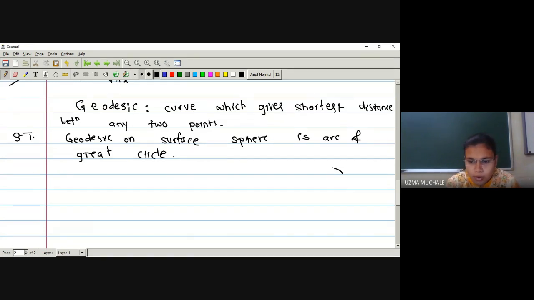Okay. First, we'll draw the sphere. Assume that this is a sphere. Actually, I am not so perfect in drawings. So we assume that we have a sphere. Assume that you have a ball or football or anything in your home. So what is our aim to find out? The geodesy on the surface of a sphere, and we have to show that this is the arc of a great circle. What do you mean by a great circle?